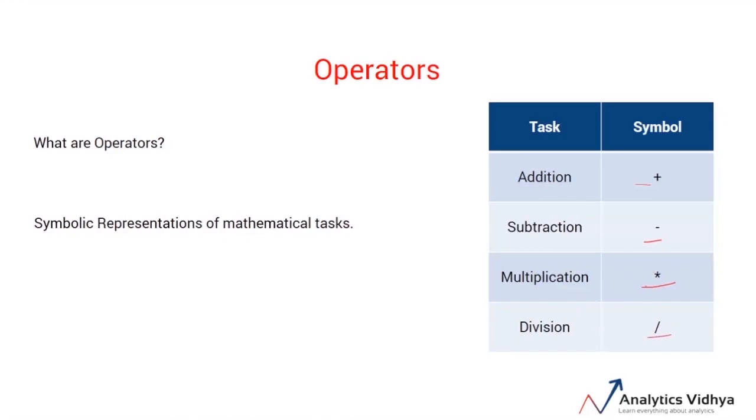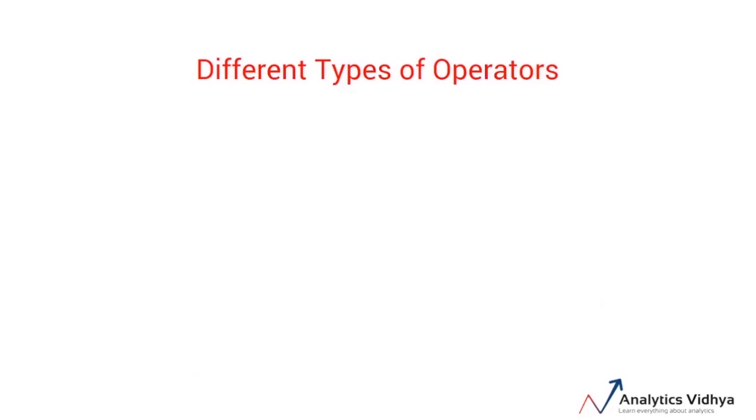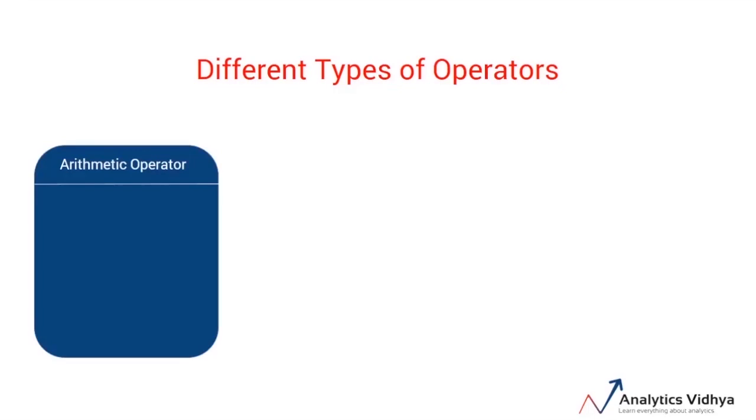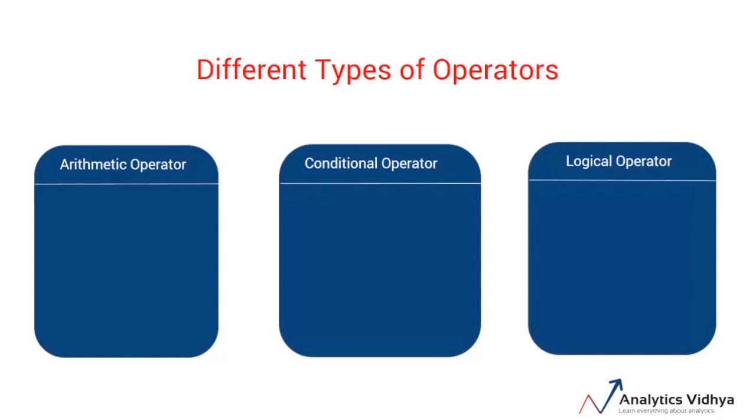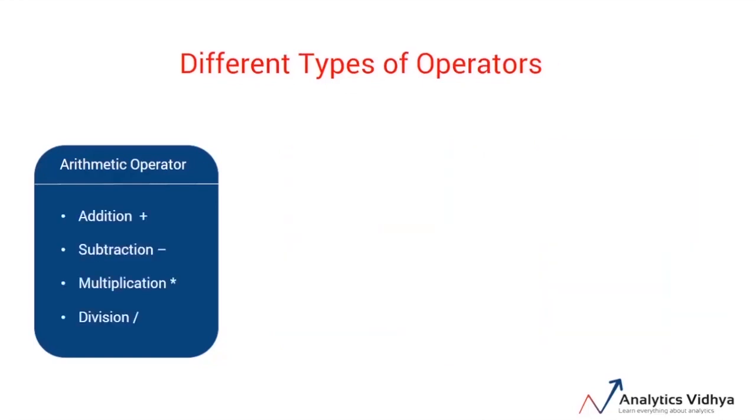Let's see a simple operation of addition. It is represented as 3 plus 5, where 3 and 5 are called operands and plus is the operator which symbolizes addition. There are different kinds of operators. Let's look at different kinds of operators. Operators can be mainly divided into three categories. First, the arithmetic operators. Second, the conditional operators. And third, the logical operators. Let's see each of them in detail.